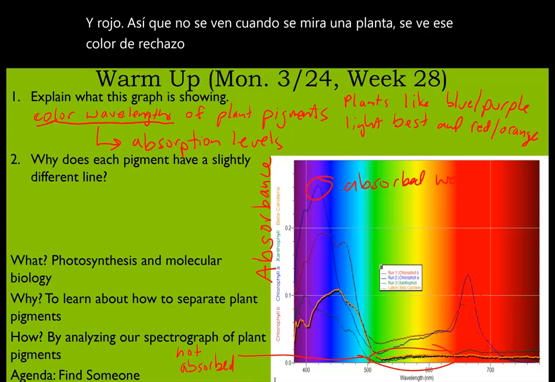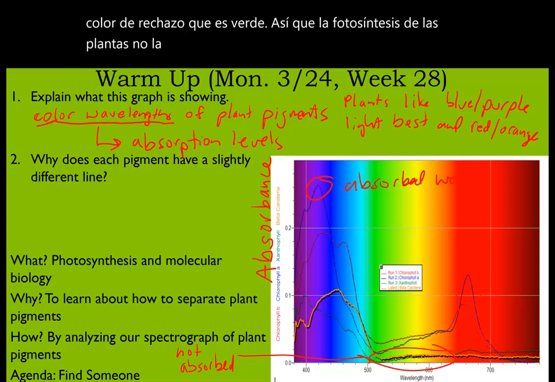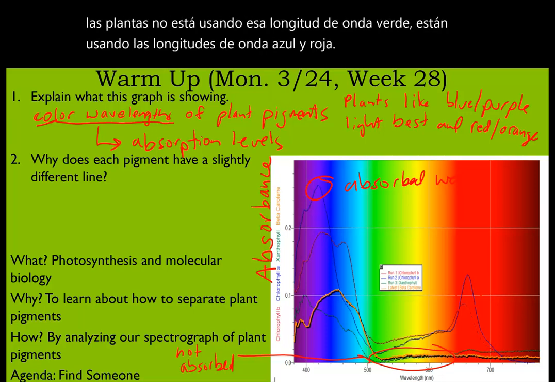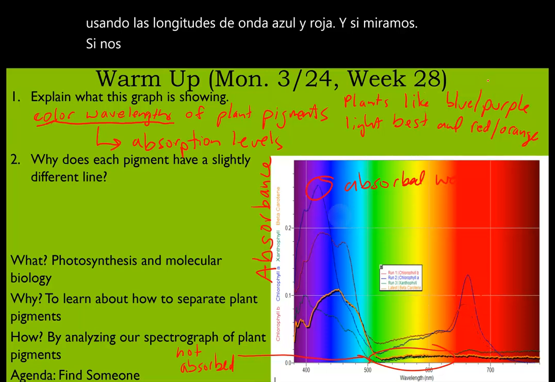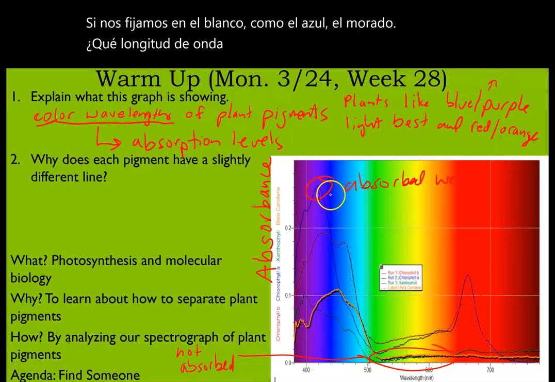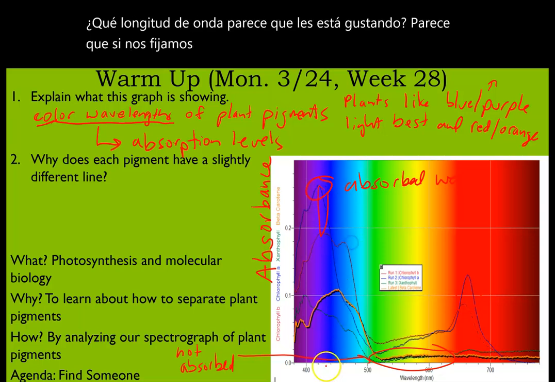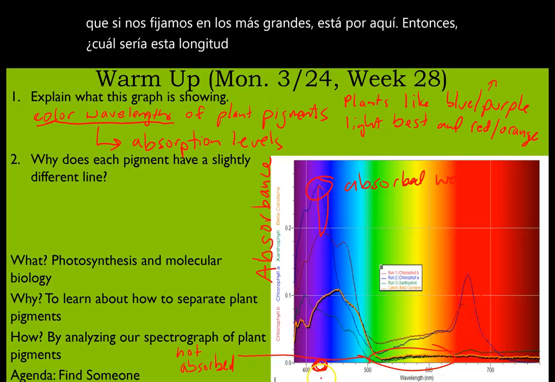So for photosynthesis, plants are not using that green wavelength. They're using the blue and red wavelengths. And if we look at the blue purple, what wavelength does it look like they're liking? It looks like, if we just look at the biggest ones, it's around here. So what would be this wavelength here? Roughly what?